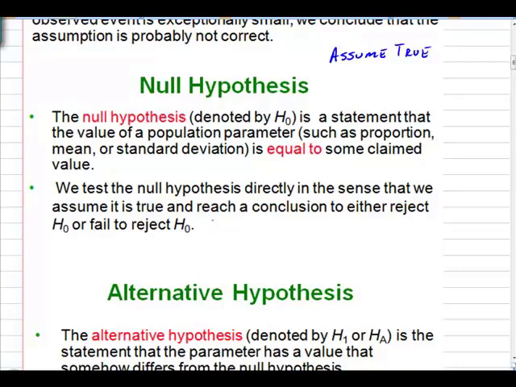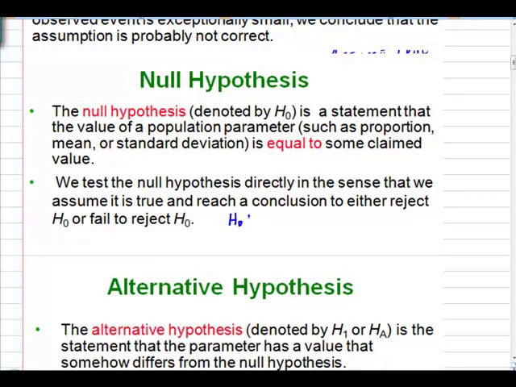Some of the forms that a null hypothesis would take on would be something like the null hypothesis would be that a parameter p maybe is equal to 0.25. Remember, the parameter p is a proportion or a percent. Or we could test a claim about a mean and say that the mean is equal to some numeric value, say 150. Or we could test a claim that a standard deviation is equal to 1. These are sample null hypotheses.